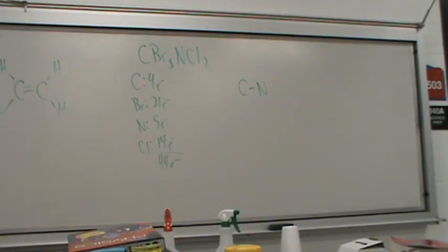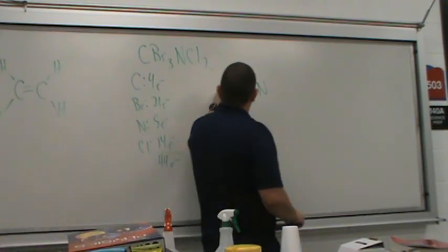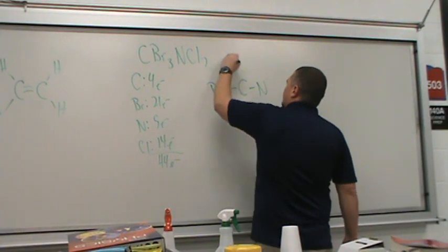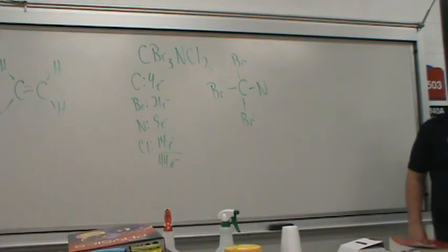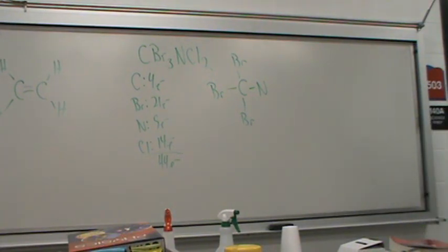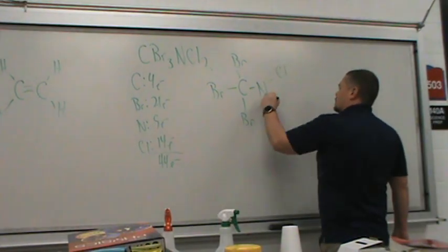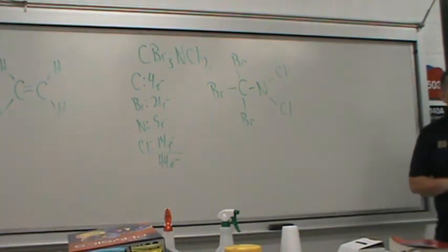Sometimes, if we look at the chemical formula, it's already telling us what's bonded to what. All right, so if we look at our formula right here, after the carbon we have 3 bromines. Guess where we're going to put those 3 bromines? On carbon. After the nitrogen we have 2 chlorines. Guess where we're going to put those 2 chlorines? On nitrogen. Okay.